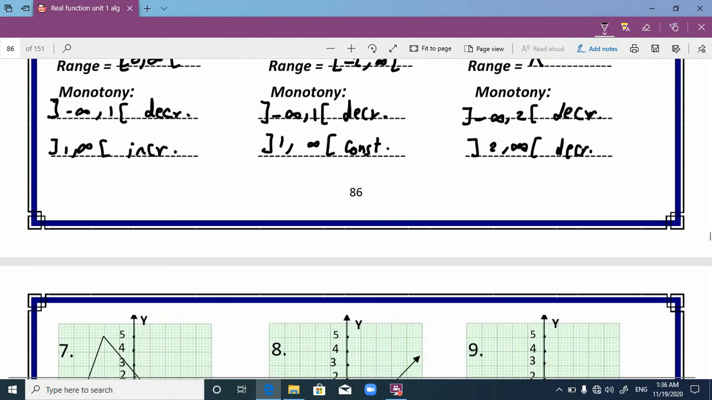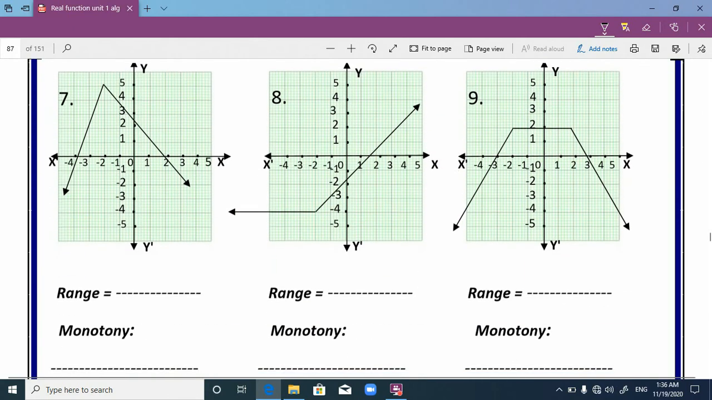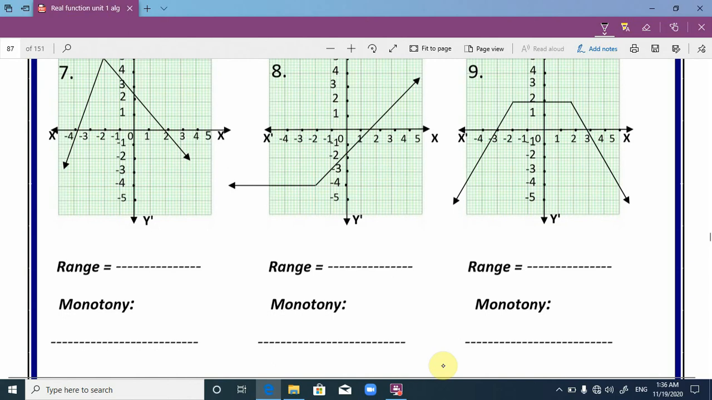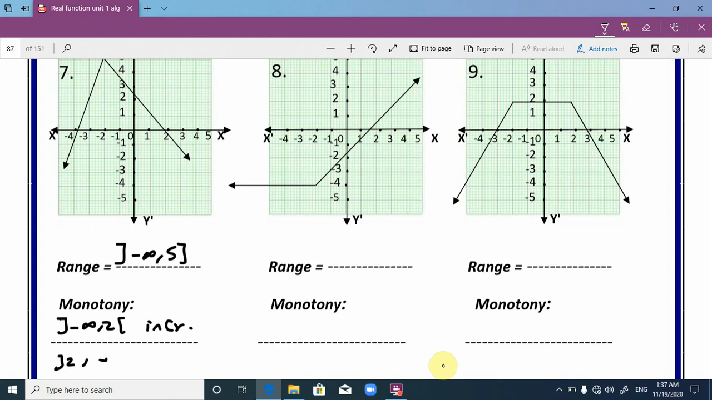Number 7. The range here from negative infinity to 5. Then open interval negative infinity to 5 closed. Monotony here we have two intervals: from negative infinity to 2, f is increasing. And from 2 to infinity, f is decreasing.